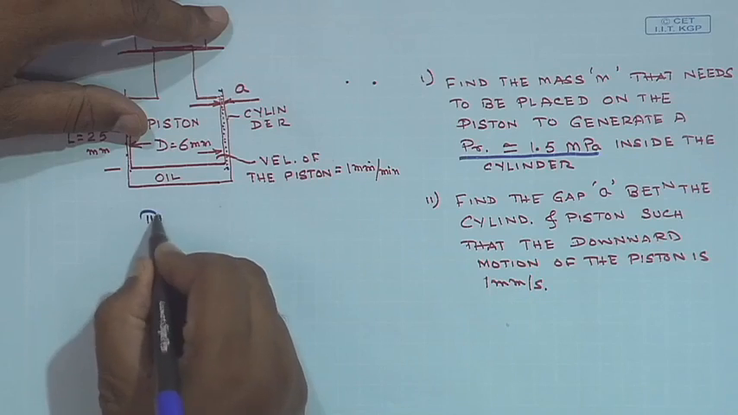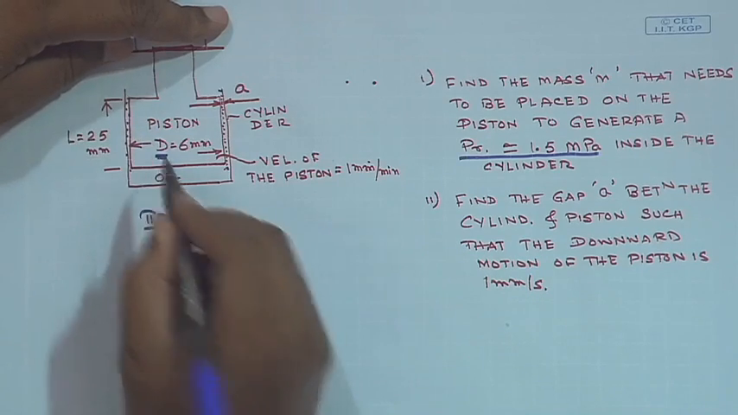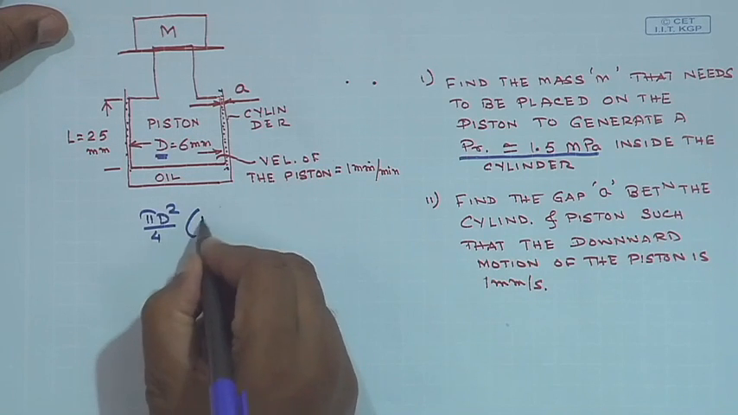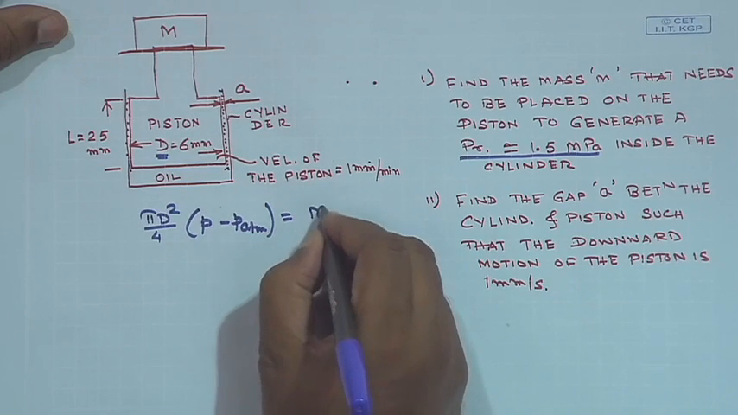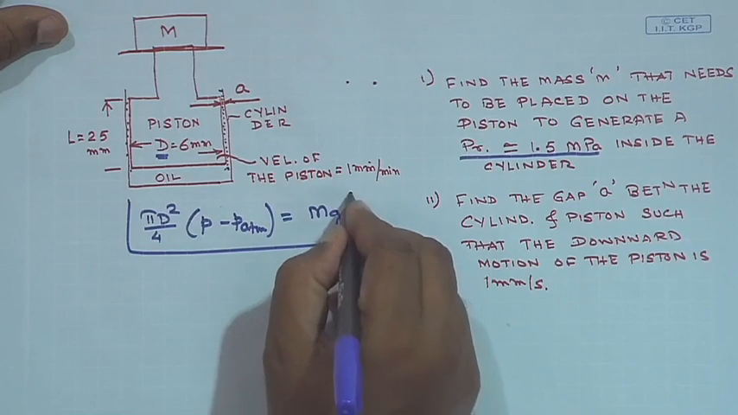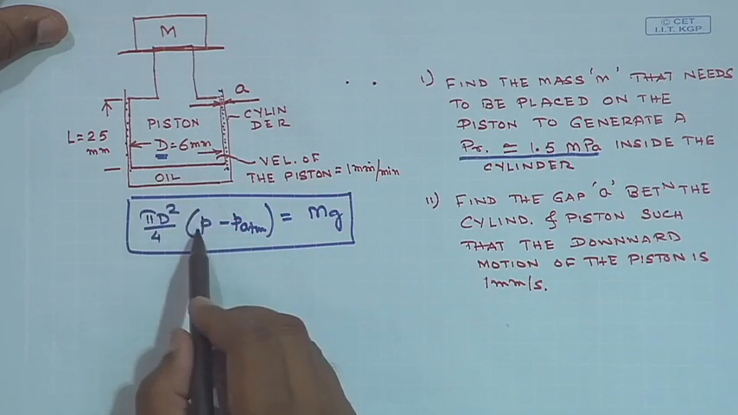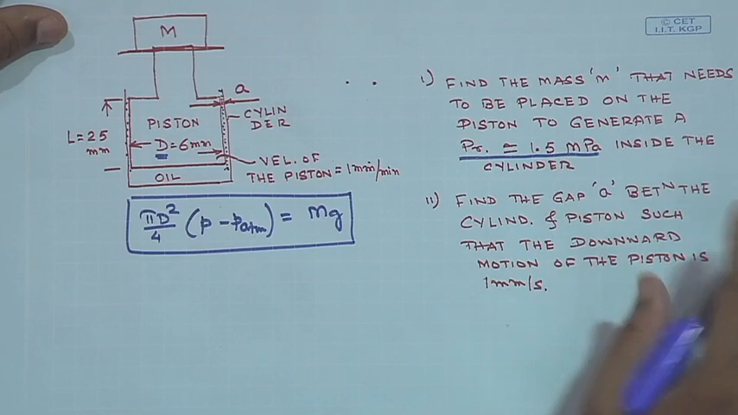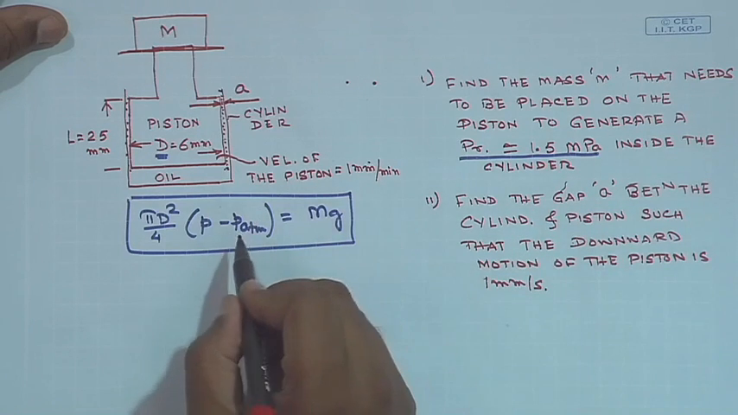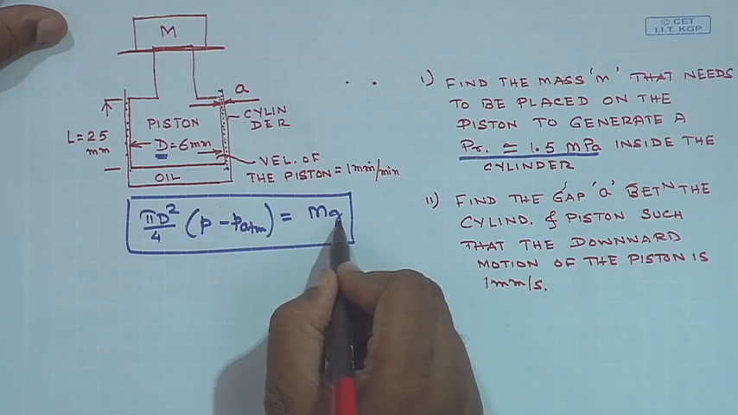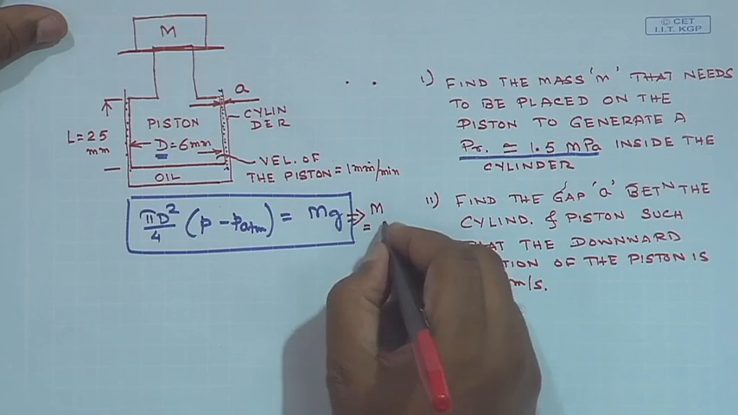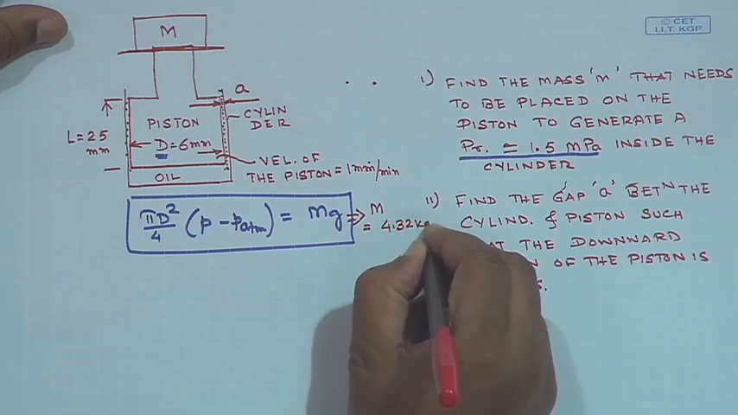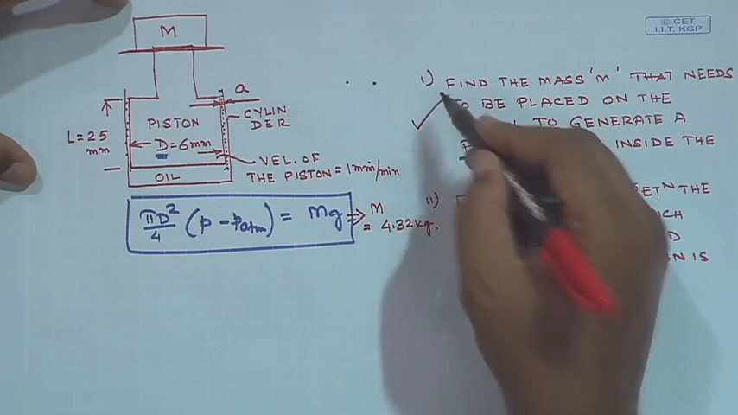So, if I write it in this form, then it is simply going to be pi d square by 4, where d is the diameter of the piston, multiplied by pressure inside minus pressure outside, which is atmospheric pressure, must be equal to mg. In this balance equation, d is 6 millimeter, P is 1.5 into 10 to the power 6 pascals. P atmosphere is known to us, g is known. So, the only unknown is m, and the value of m can be obtained as 4.32 kg. So, the first part is done.